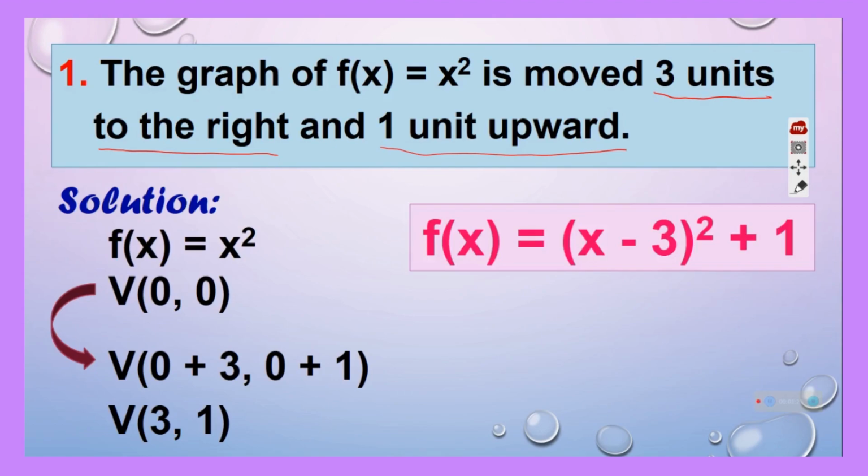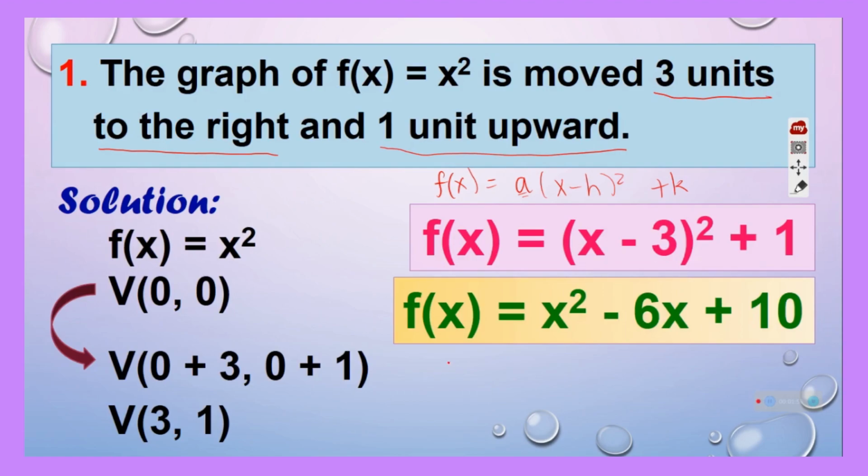Then, we're going to write the new quadratic function. Just substitute in the form f of x is equal to a quantity x minus h squared plus k. So, papalitan yung a. Ang a ay 1, the same with the given function. Then h is 3 and then k is 1. So the answer is f of x equals the quantity of x minus 3 squared plus 1. Or kapag naka-general form, it is f of x equals x squared minus 6x plus 10.